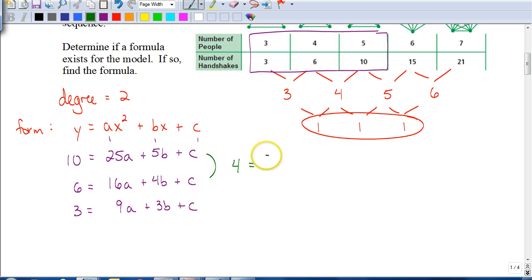25a minus 16a is 9a. 5b minus 4b is just 1b, or just b. And c minus c is 0, so we're done with the c's.